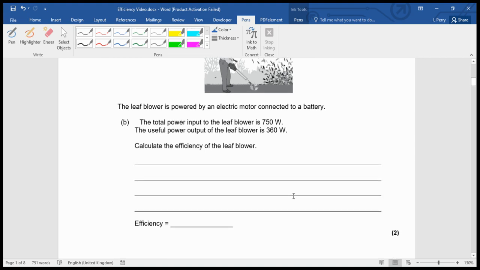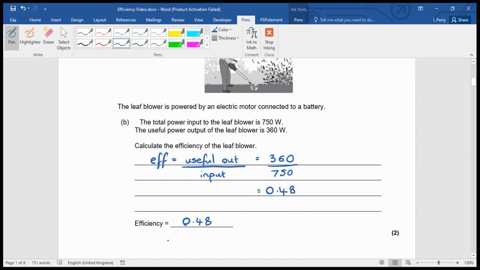Calculate the efficiency. So if I was doing this in an exam, I'd write probably a brief version of my equation. Efficiency equals useful out divided by input. Now I put in the numbers in the right place. So useful power out is 360. Total input is 750. So I need my calculator to divide. Remember, you don't have to do any of these in your head. You can always take a calculator into an exam. My calculator says that is 0.48. So that is my answer.